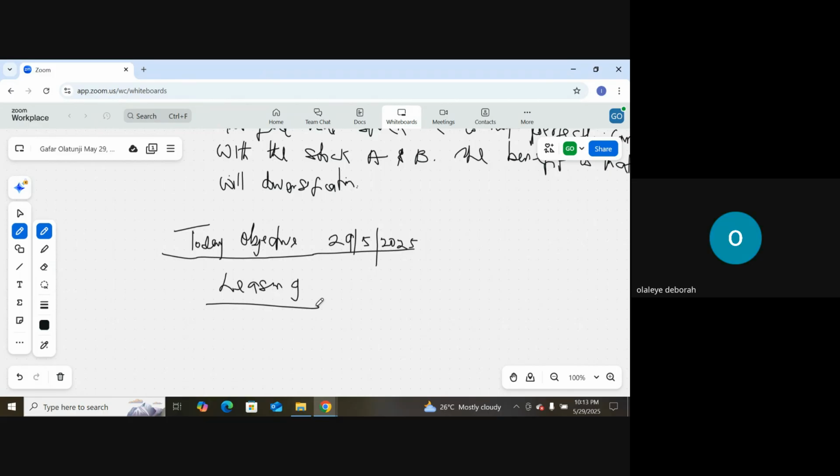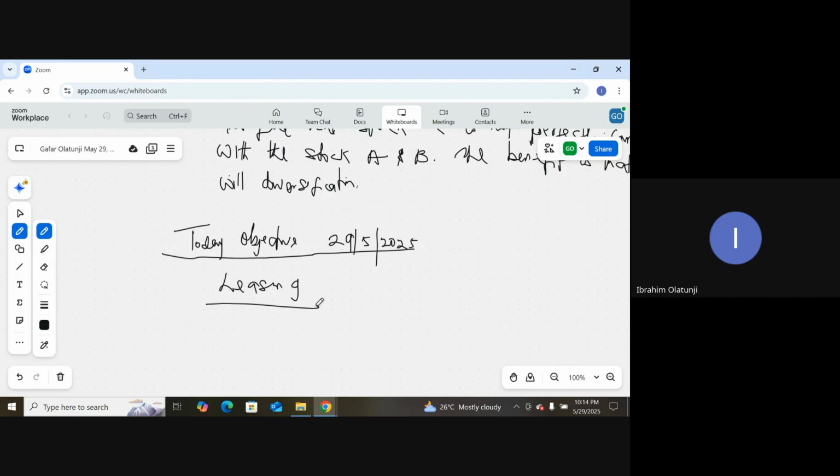Listen. Before we move on, I'll be even happier if I can finish this leasing tonight. Then I'll say bye-bye to leasing as well. Then when next we meet, we look at another area. If we can finish it, I'll even be glad. Are we all set? Yes, we are here, sir.